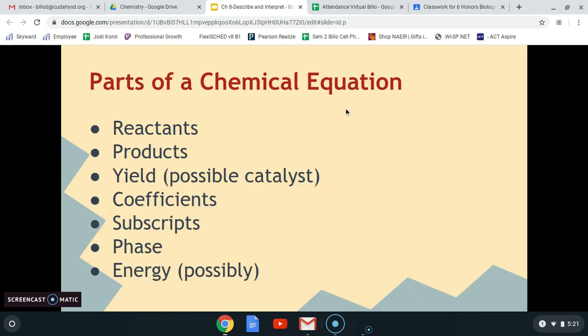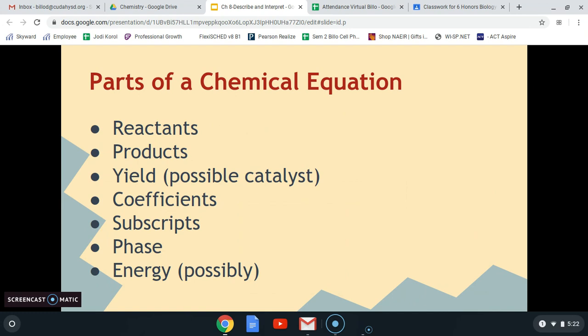Now, the other thing that I want you to be able to do is tell me what the parts of a chemical reaction are. These are some of the key aspects of a chemical reaction. The reactants are things that are generally found on the left side of the equation, while the products are generally what's found on the right side of the equation. And the yield is the arrow that tells the direction of the chemical reaction. What you're going to find out is sometimes the yield can point in both directions. That means that the reaction is reversible.